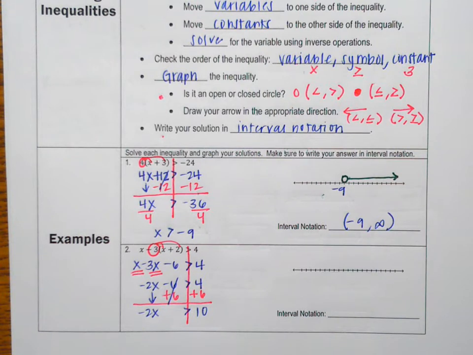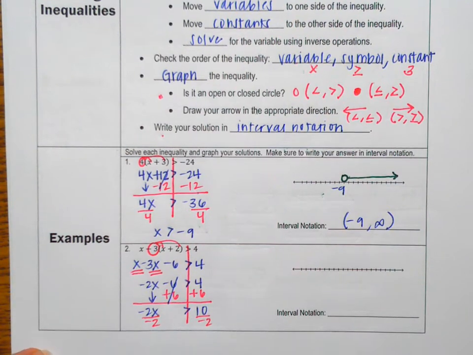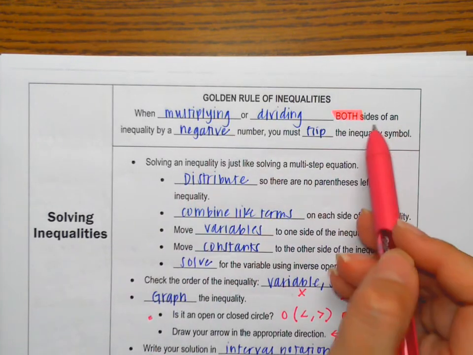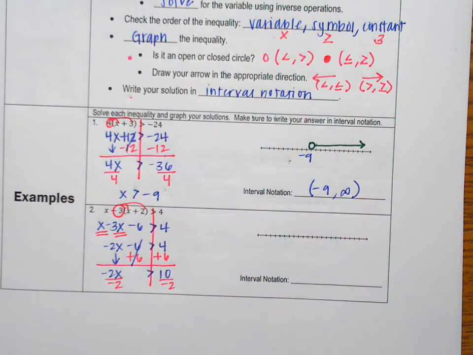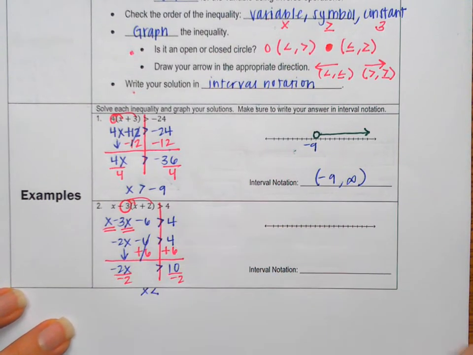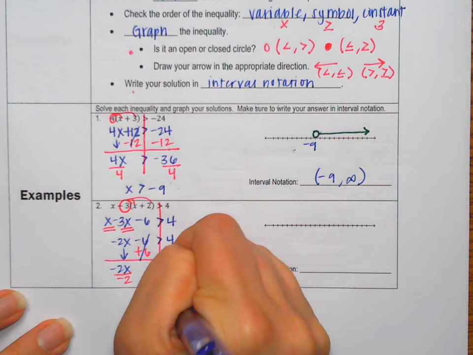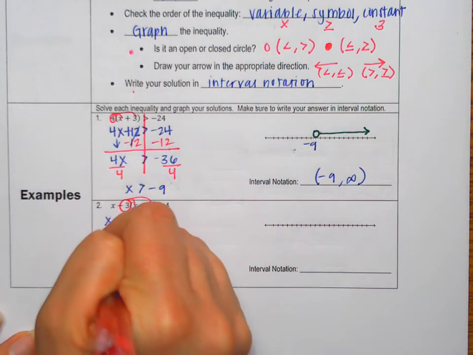And then to get x by itself, I'm dividing both sides by a negative 2. But wait, I'm dividing both sides by a negative number. When I divide both sides by a negative number, what do I need to do? Well, when multiplying or dividing both sides of an inequality by a negative number, you must flip the inequality symbol. So this becomes x, and now it flips to be less than 10 divided by negative 2 is negative 5. That only happens when we divide or multiply both sides by a negative number. So let's make sure we note that.